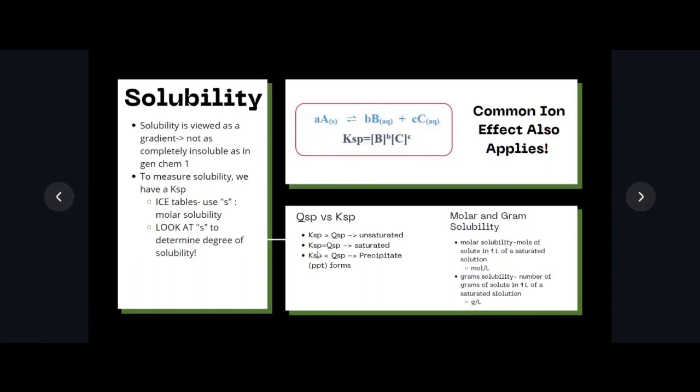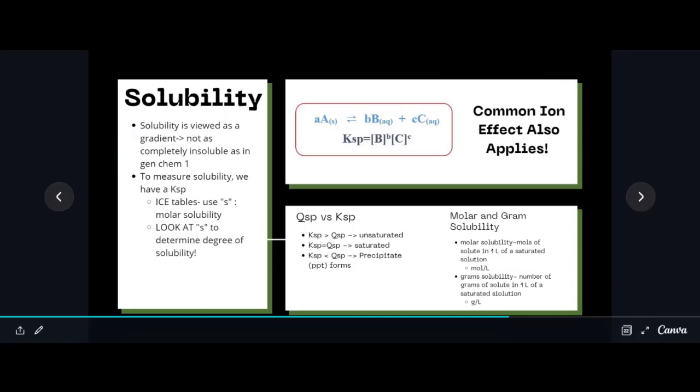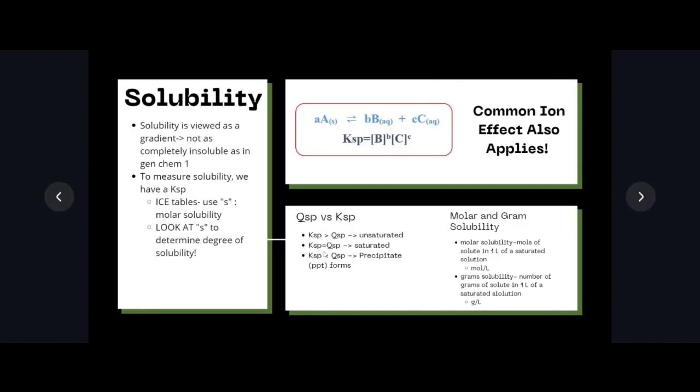Next, we have a case where Ksp is less than Qsp, so Qsp is greater than Ksp, and a precipitate forms. When Qsp is greater than Ksp, the reaction shifts to the left toward the solid, so more solid is being formed. If more solid is being formed, there is going to be a precipitate. And finally, when Ksp and Qsp are equal, the solution is saturated. They're in equilibrium with each other, and nothing happens.